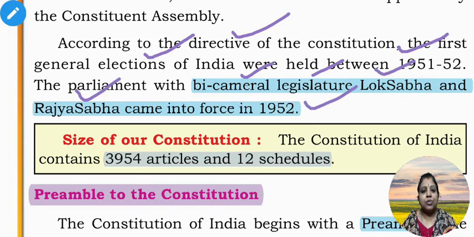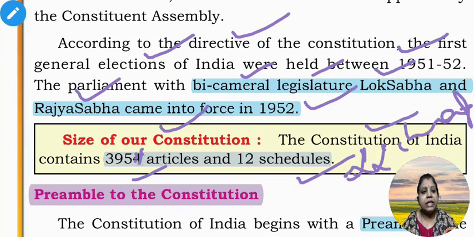Let us discuss the size of our Constitution. How many members are there, what rules are mentioned, how many rules are mentioned? That is known as the size of our Constitution. The Constitution of India consists of 395 articles, 12 schedules, and 22 chapters. 395 articles and 12 schedules are included in the size of our Constitution.